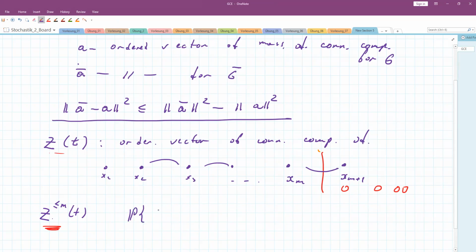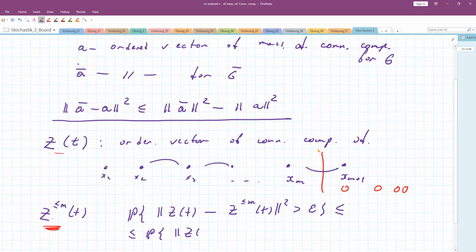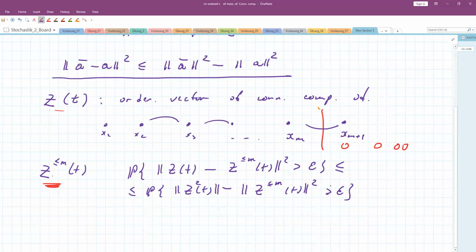You can control the norm of z of t minus the norm of z m of t larger than epsilon, say epsilon, less or equal than the probability the norm of z of t square minus the norm z of t square. And for that probability, we can prove that it is less or equal than 1 divided by epsilon, and here we have the expectation of that.